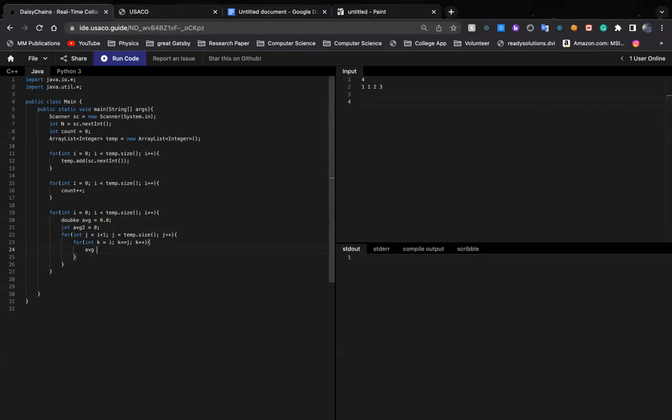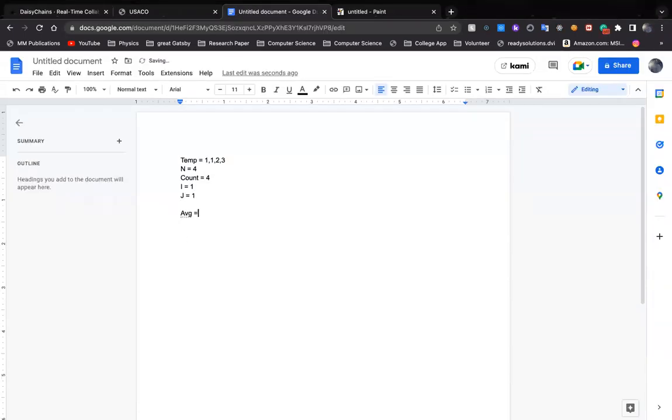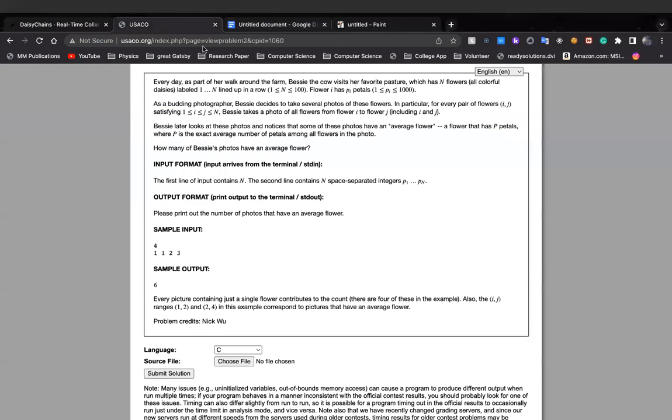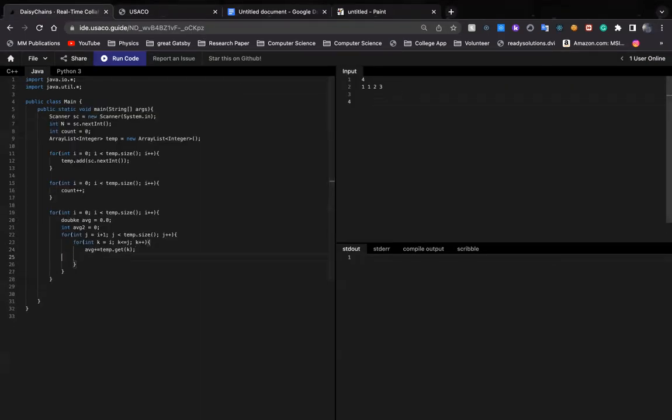Over here, right now we're going in this range, right? So we want to add to our average, average plus equals temp dot k. Basically what this means is average is gonna go through each k. It's gonna take 1 plus 1, which would equal 2.0 because it's a double, right? So our average is equal to 2.0. Now all we have to do is divide it by the total distance traveled, which in this case would be 1.